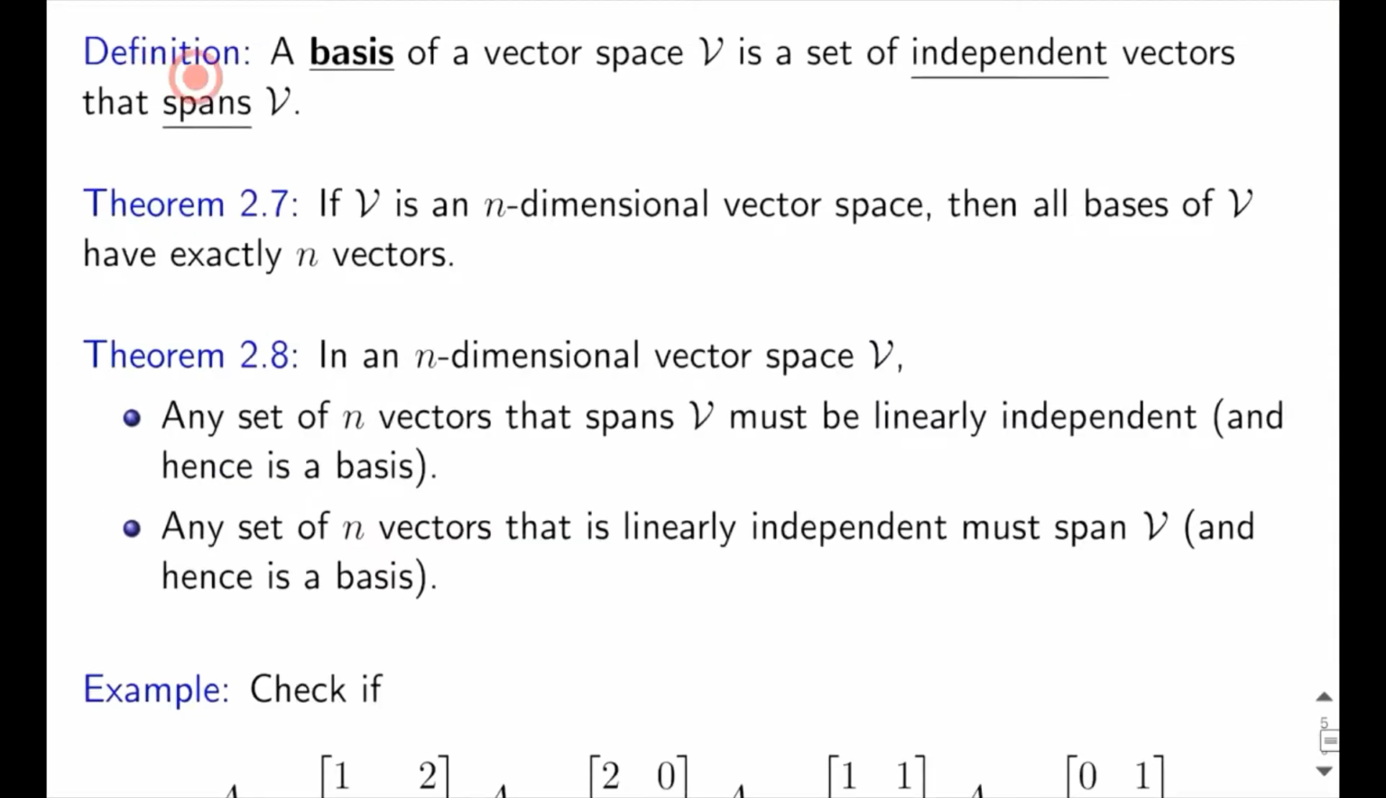Now, the definition of a basis. A basis of a vector space is a set of independent vectors that span V. In short, a basis is actually being independent and spanning at the same time.